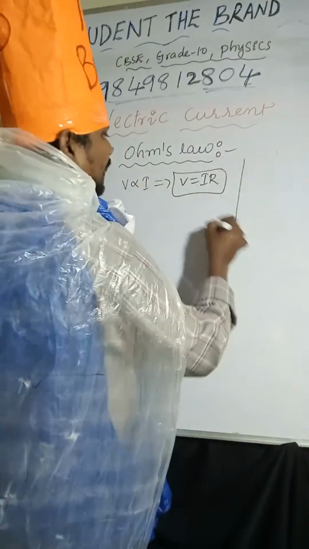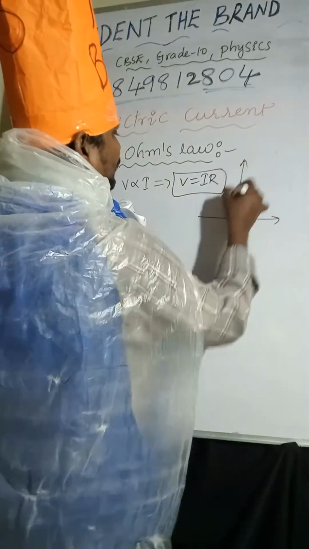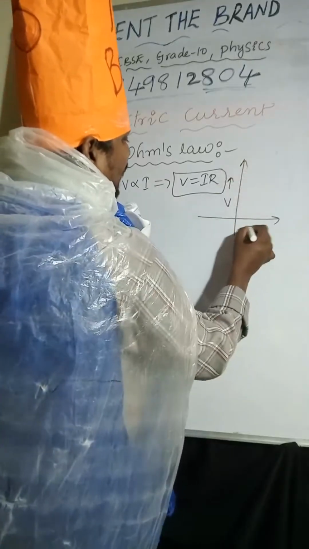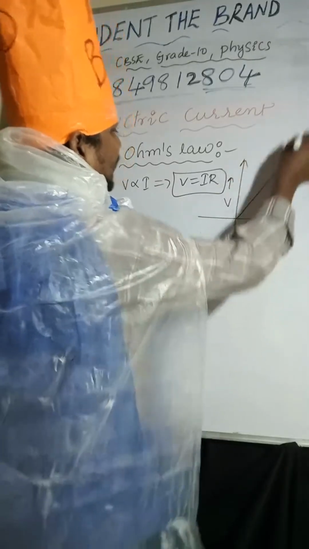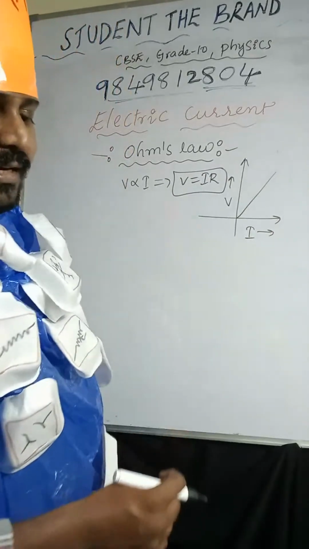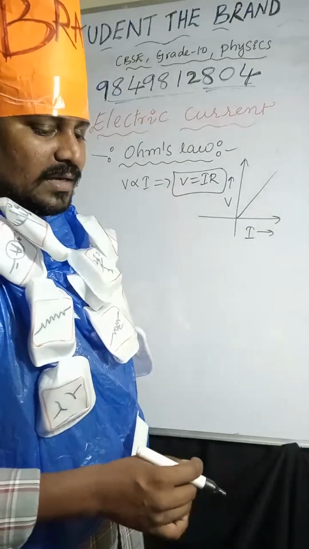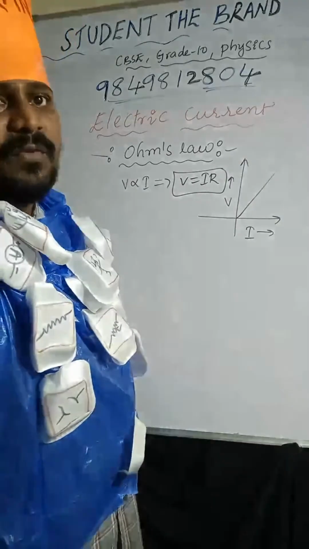If you are taking a V and I graph, V on the Y axis, I on the X axis, the graph is linear.